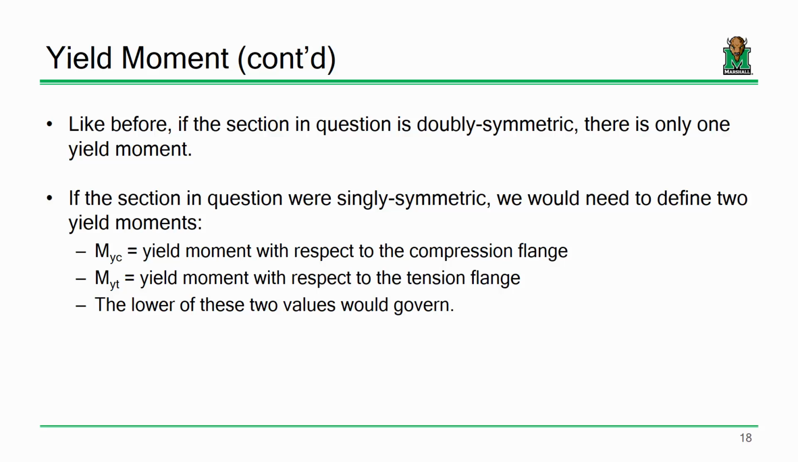Okay. Now, at this point, if I've got a singly symmetric section with different size flanges on the top and bottom, I can get a yield moment for the top flange and a yield moment for the bottom flange. And in all our calculations that you'll see later, we just use the lower of these two values. You can't reach the yield moment on, let's say, the compression flange if you've already blown past Fy on the tension flange. Make sense?